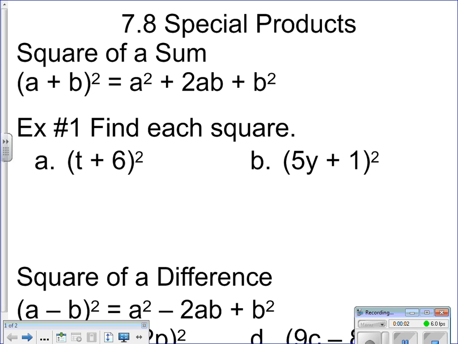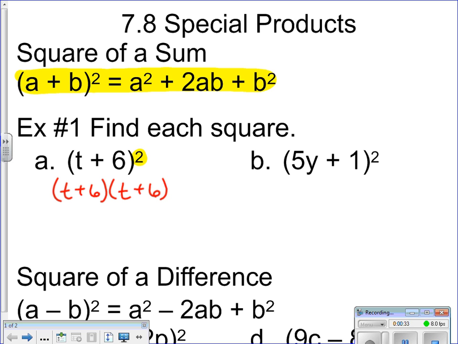Lesson 7.8, Special Products. Now when you have special products, there's two formulas that you can memorize. This is the first one. Now, if you don't want to memorize the formula, that's fine. Because the way that you multiply these out is, if you notice it says squared, so t plus 6 is going to be multiplied by another t plus 6. That's what squared means. It means multiply it by itself.